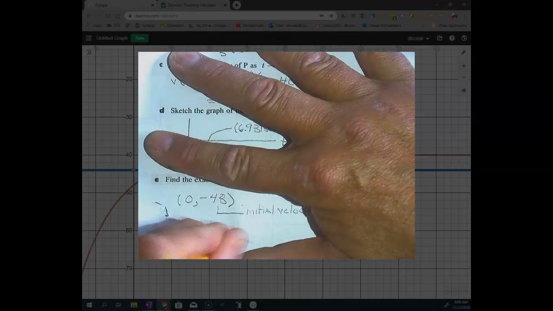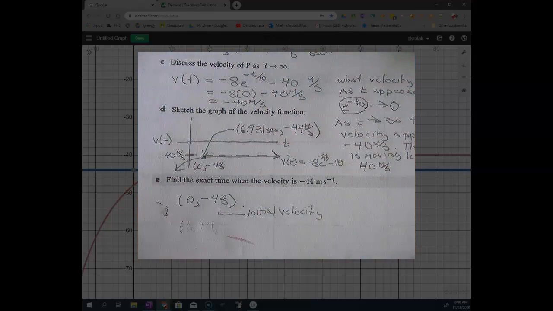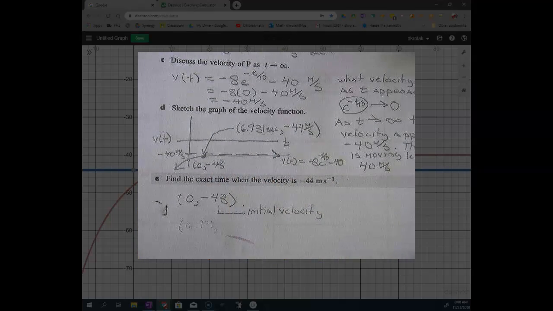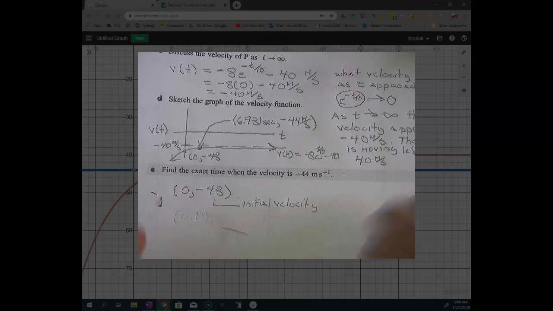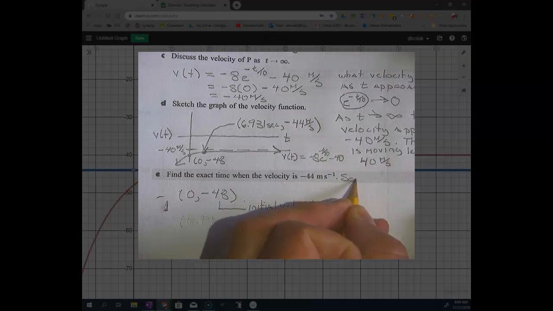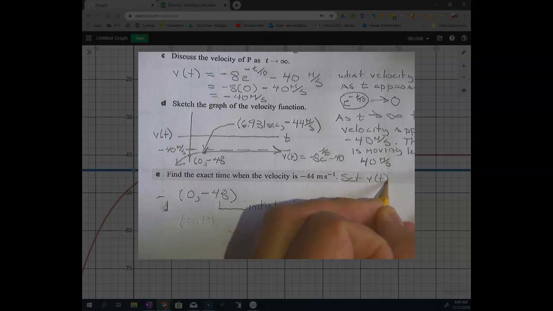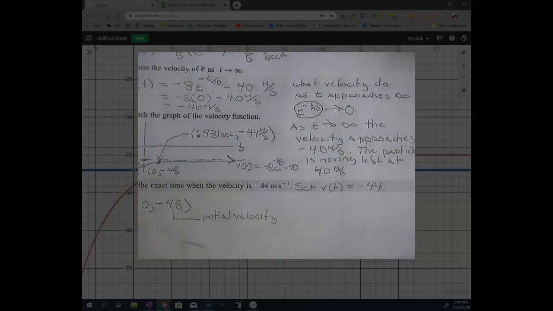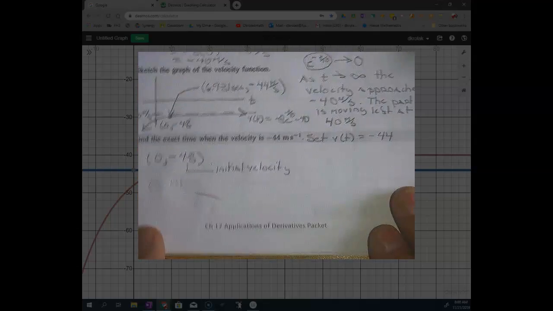Now we want to solve it analytically. We know we should be getting something, since our graph tells us 6.9 seconds, roughly. How do we solve it? What equation do we set up to solve it analytically? How do we find when the velocity is negative 44? Yep. What you're going to do is set v of t equal to negative 44, and then solve that resulting equation. So let's do that.